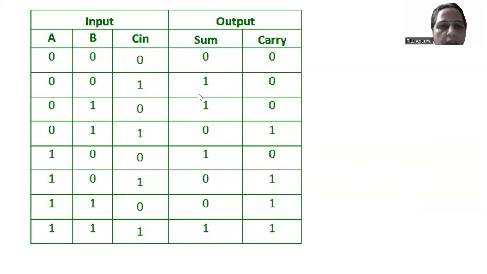Likewise, we will have the sum and carry for all the inputs. So from here we can see that this is the truth table for full adder, which gives us the output for three inputs as sum and carry. So this is all about full adder and half adder.